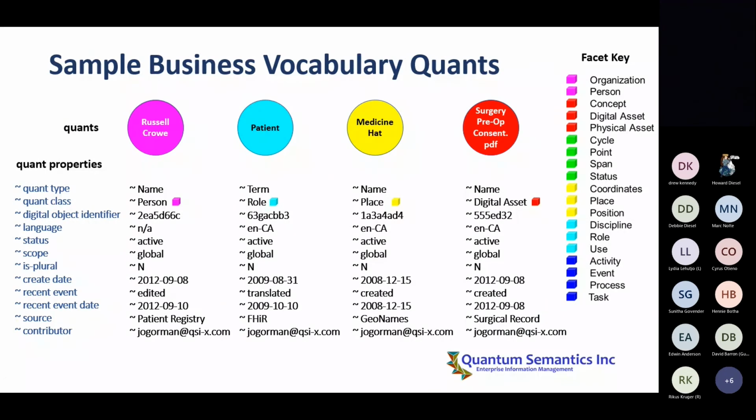You can see the object identifiers here. For the language, Russell Crowe has an NA, there's no language involved there, but patient is English Canadian, et cetera, et cetera. The only other thing to note here is that the create date's slightly different. I use a recent event, just to manage things like when it was created, when it was edited or translated. So this is just a sample of the quants.